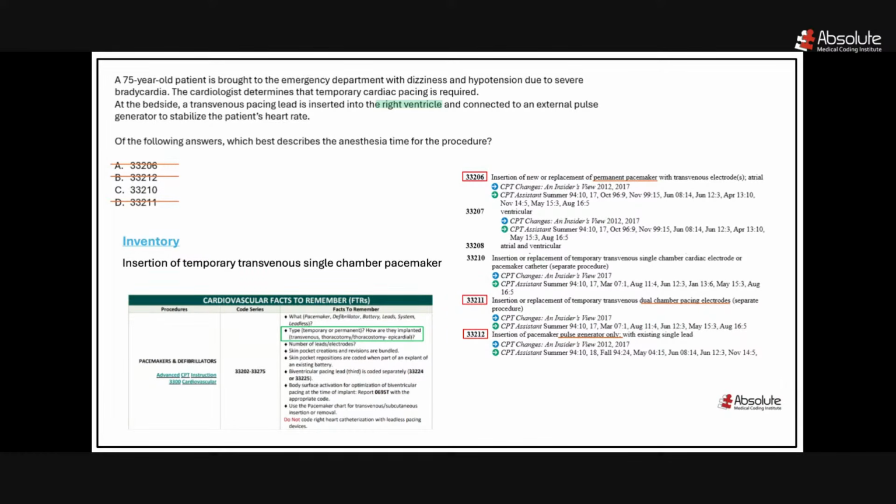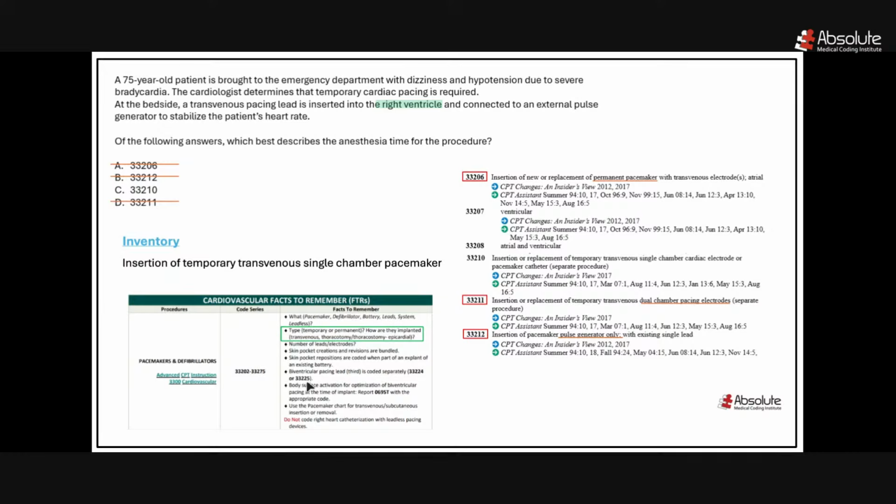All right, coders, let me know in the chat. Why would you say that this is a single chamber pacemaker placement? Why do you think so? Why can it be a dual chamber pacemaker placement? Let me know in the chat. Okay, I think my chat is a little bit slow. There you go. Exactly. It only mentioned one lead. You all are phenomenal.